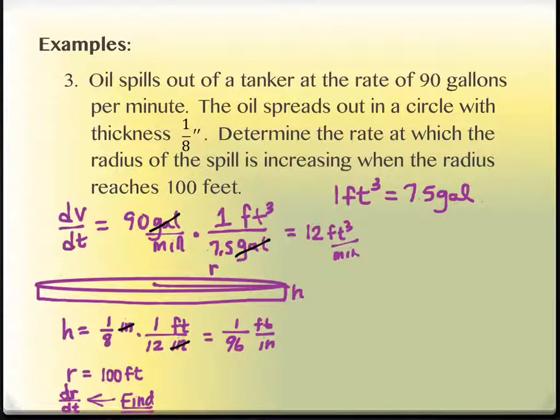We have our picture of a circle with thickness, which is actually a cylinder. We had written down that our height was 1/8 of an inch. It's a constant, but turning that into feet, it was 1/96 feet. I don't know why I have inches written down there. Let's fix that. No inches there, just feet. So 1/96 feet was our thickness of our cylinder. We know that at some point in time there is going to be a 100-foot radius, and we're supposed to be finding dr/dt.